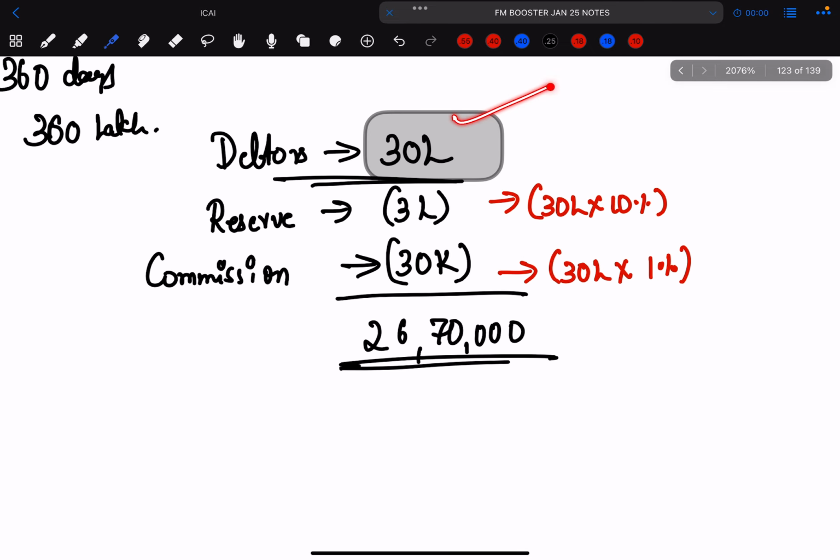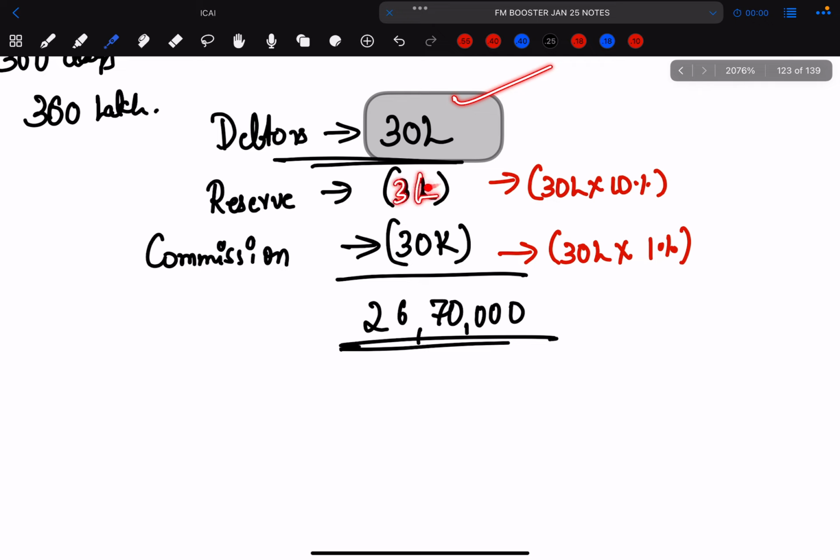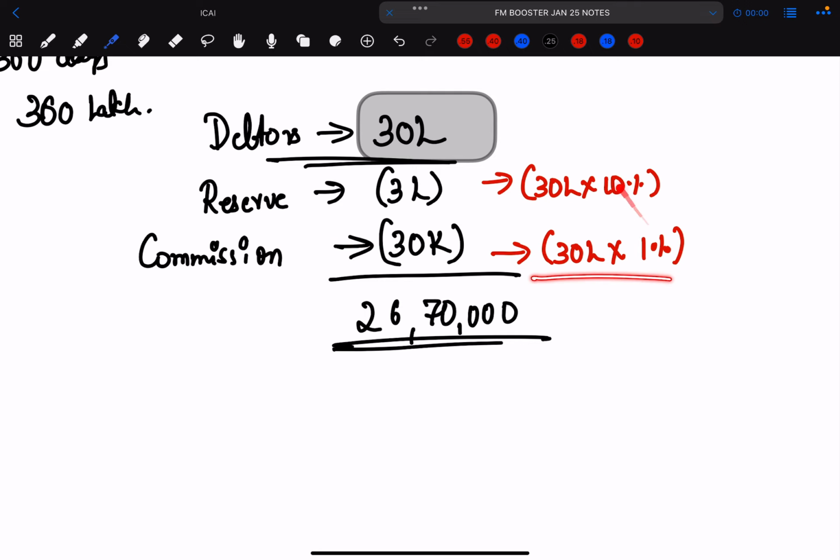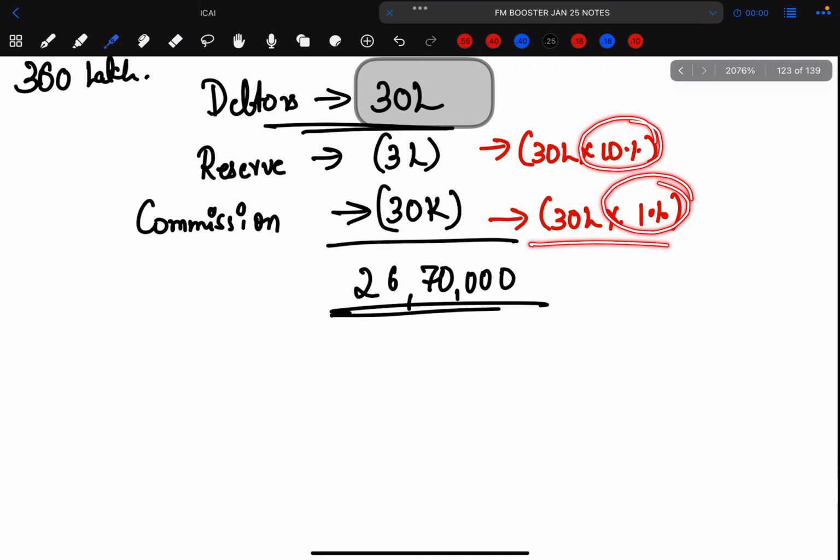So let us assume debtors is 30 lakh. In that, the factor, the factoring person, will reserve, and in that he will take commission also, 1%. 10% is reserve, 1% is his commission.